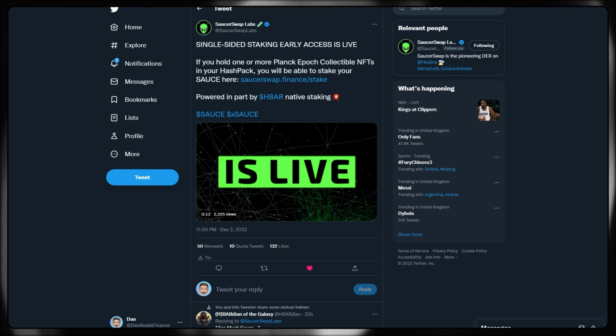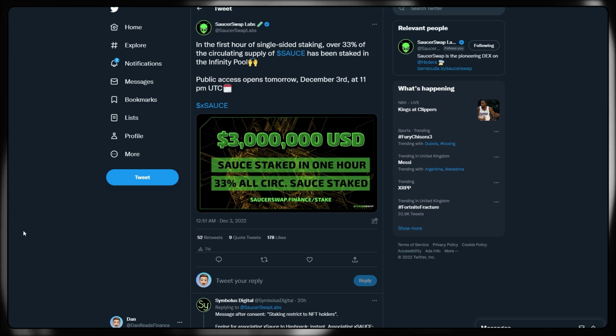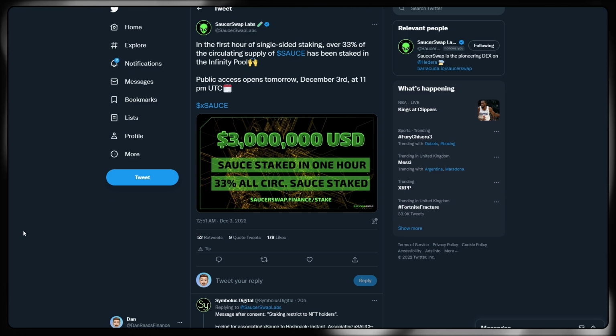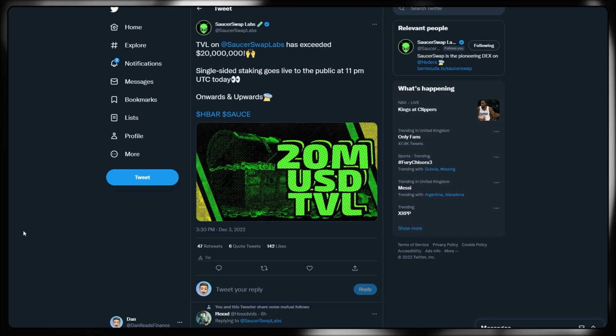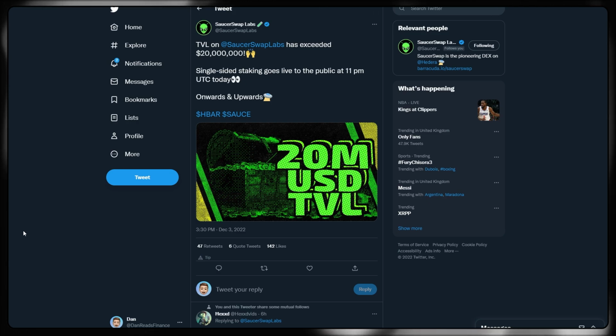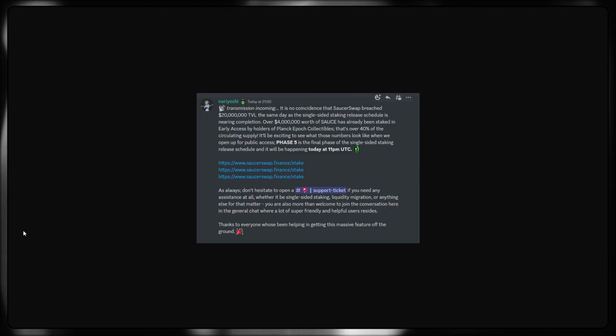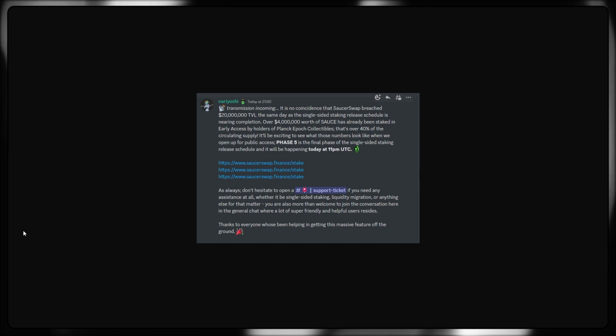What we can see as well is single-sided staking has already exploded across Hedera. In the first hour of that single-sided staking early access going live, over 33% of the circulating supply of Sauce has actually been staked inside that infinity pool, with public access, of course, being open December the 3rd at 11 PM UTC. 33% is a huge portion of the circulating supply to be staked. Not just that as well, we've seen TVL, total value locked, on Saucerswap Labs exceeding $20 million. And of course, single-sided staking will be going live today at 11 PM UTC onwards. Not only that, going forward as well, it is no coincidence that Saucerswap has breached the $20 million of TVL the same day as the single-sided staking release schedule is nearing completion.